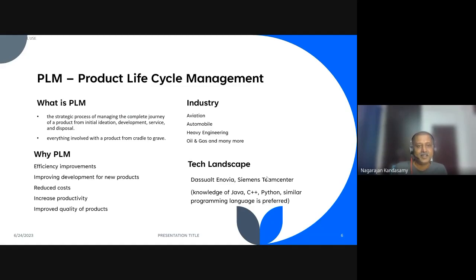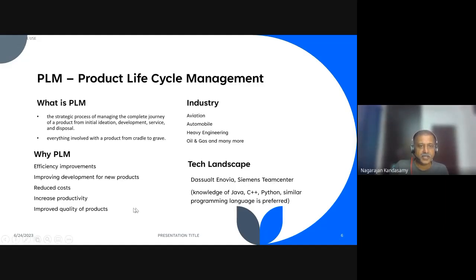Okay. PLM, or product lifecycle management. This is one important tool, at least in my opinion, for a mechanical engineer or any core engineering design engineer. Understanding PLM would be critical whenever he's getting into the life of a design engineer role.